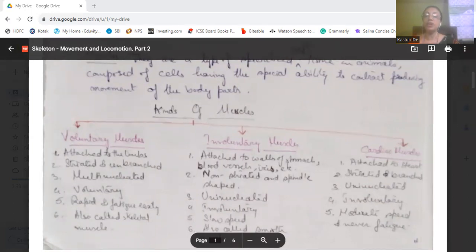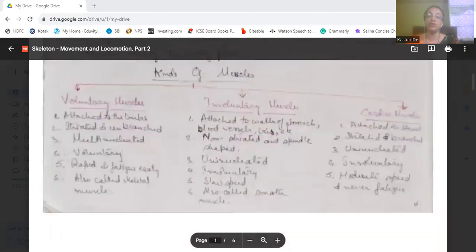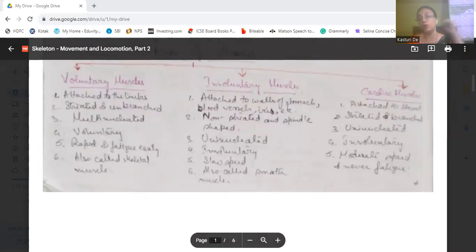Now, involuntary muscles are those muscles which are not in our control. They are attached to the walls of the stomach, the blood vessels, internal organs, and the iris muscles. They are non-striated and spindle-shaped, and uninucleated. They have a slow speed, whereas in voluntary muscles the speed is rapid. They are also known as smooth muscles.